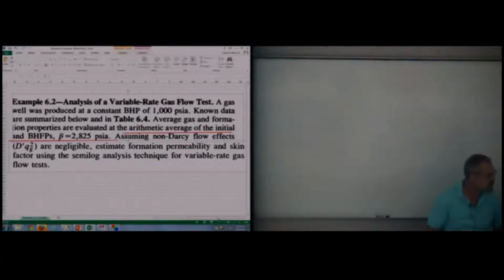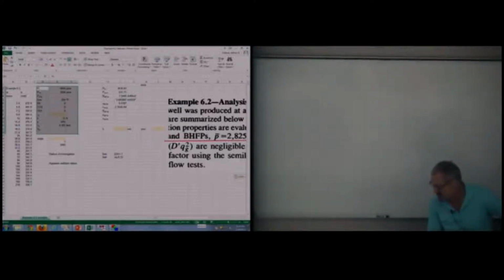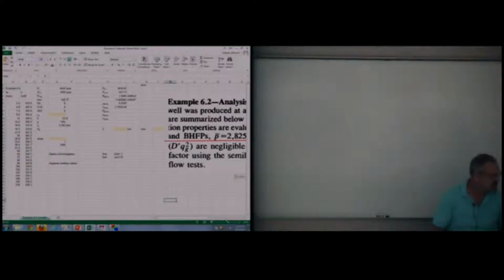So a gas well was produced at constant bottom hole pressure, 1,000 pounds. Data were summarized, and not only are they summarized in table point 4, I've listed them out for you. I've already keyed in the information, because I knew we weren't going to have a lot of time tonight, and we'll at least get started on this problem.